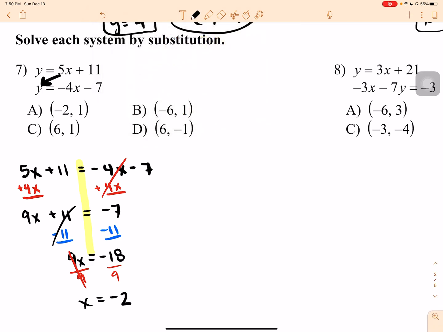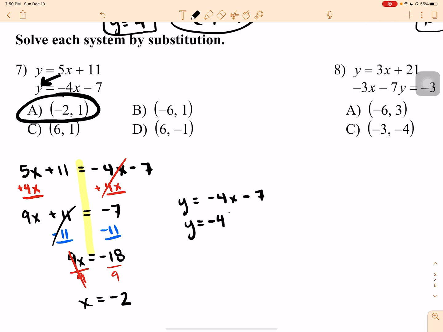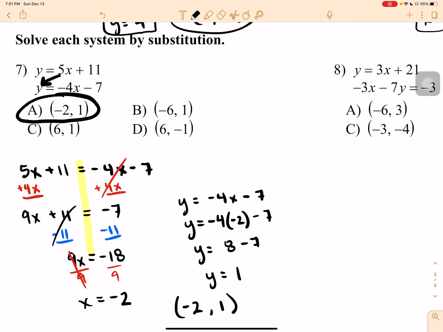So if x equals negative 2, it looks like there's only one option. It's going to be answer A, but just to show you why, I'm going to take the y equals negative 4x minus 7, and plug in the negative 2 for the x there. We get y equals positive 8 minus 7, so y equals 1. So my solution is negative 2 comma 1, x comma y. So yes, it's answer A.